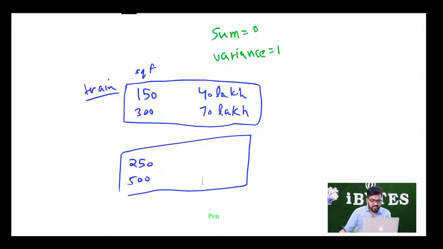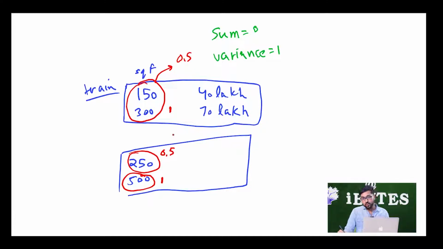Now, suppose I had transformed these values to 0.5 and 1. So I transformed 150 to 0.5 and 300 to 1, and I have to transform the test values again. It will not work if I transform them to 0.5 and 1 again. If I just transform these values again using a new scale, then for the value of 1, my answer used to be 70 lakh, and for the value of 1 again it would be 70 lakh. So this is the problem.